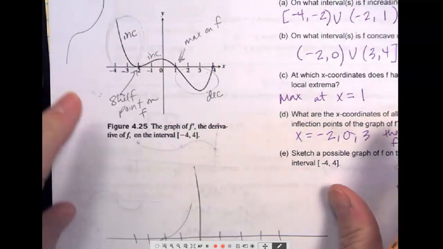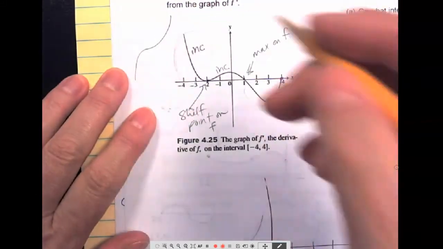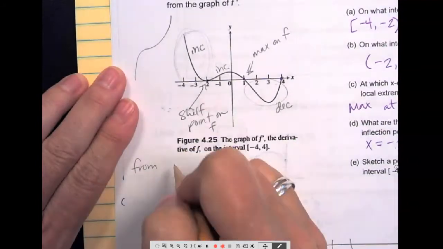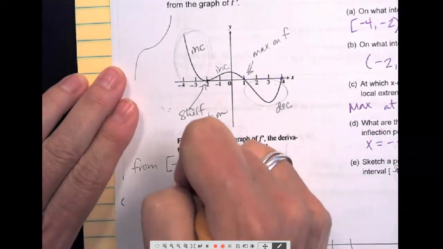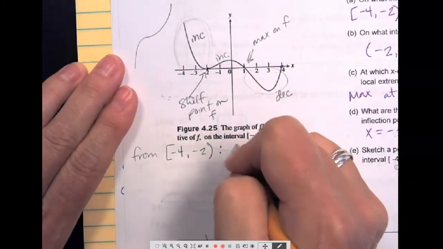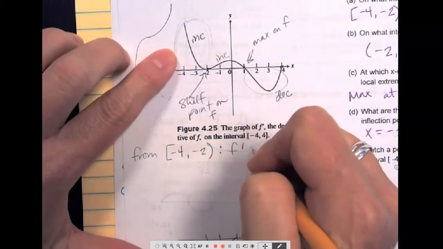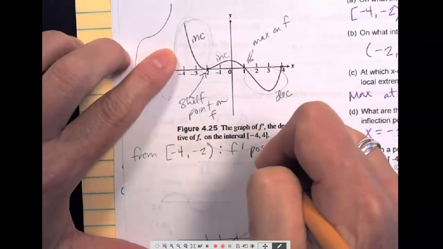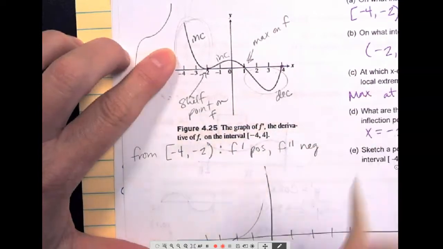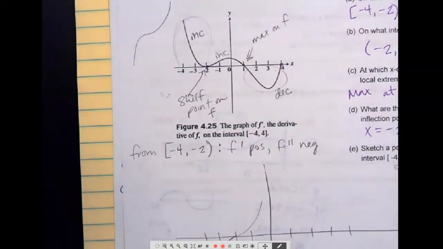Okay, let me say that again. Okay, so over here, let's do this. From -4 to -2, f prime is positive. F double prime is negative. Okay, so how did I know that?